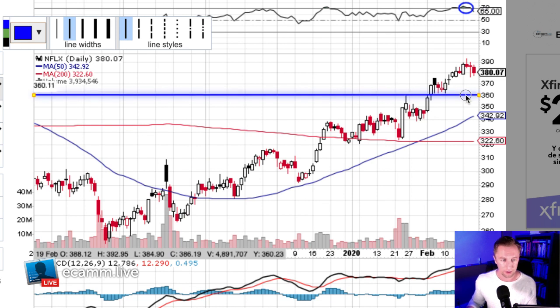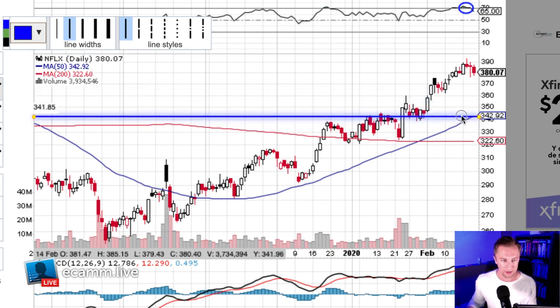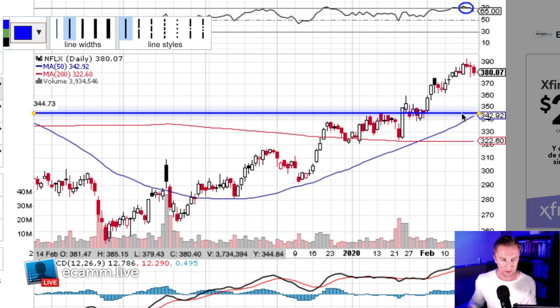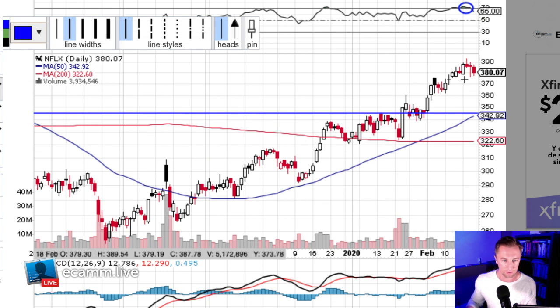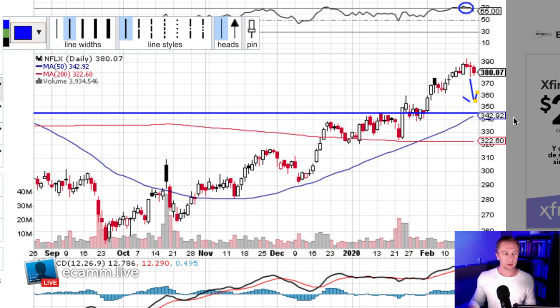Yeah. And then also this level kind of stands out to me right here. If you want to be a little bit more patient, wait for it to come down here, pull back to the 350-ish range. Yeah, 350, because then you have the support of the 50-day moving average, and you have the support of the previous history. So that would be Netflix.